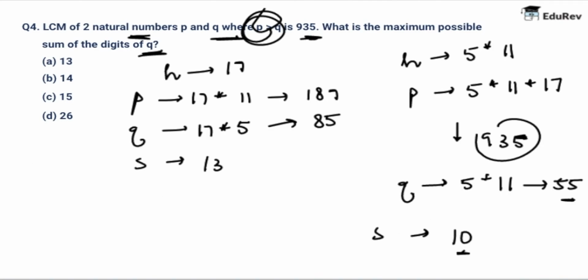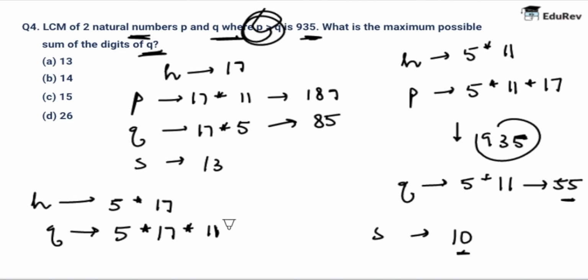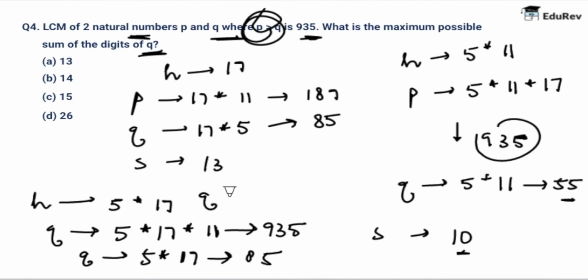Now, if h is 5 into 17, then p is 5 into 17 into 11, that is 935. So q is going to be 5 times 17, that is 85, and the sum of digits of q is going to be 13.